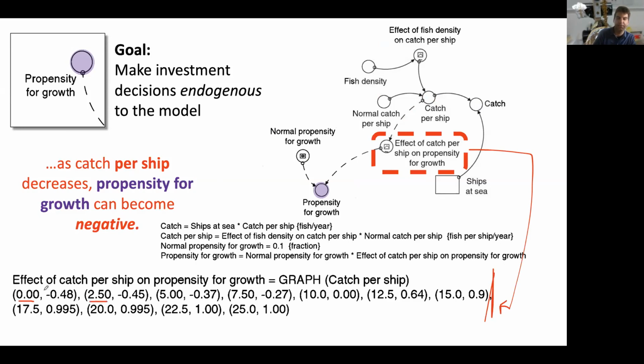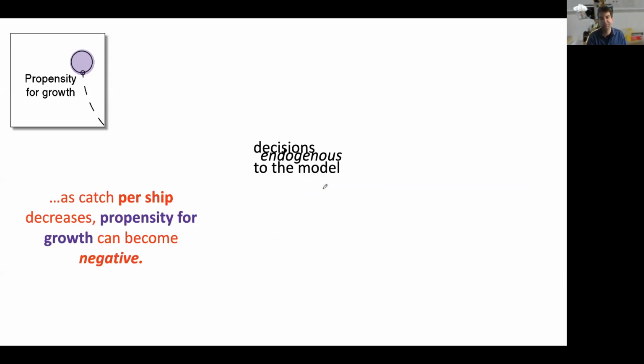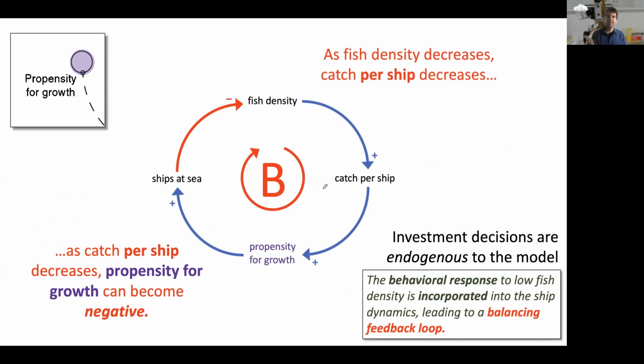And you can see that for low densities, the propensity for growth actually becomes negative. But for high densities, it goes all the way to 1.0. And that propensity for growth gets multiplied by the normal propensity for growth to give us the actual propensity for growth. That's what's going on. So we've basically set up a balancing loop.